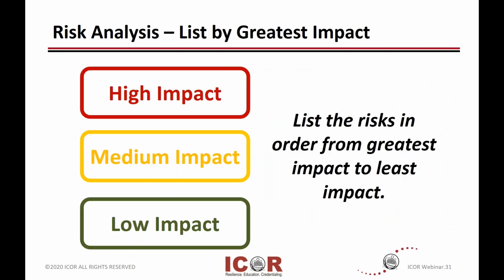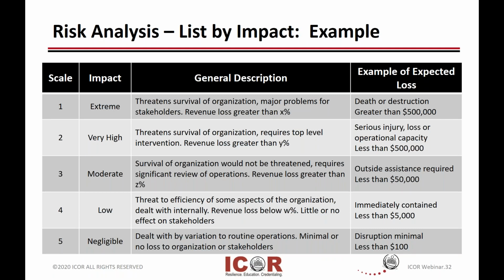One of the things that's recommended is that you just do a simple high, medium, and low, and we'll look at some ways that you can categorize those, listing them in order from greatest to least, for example. Here is a way that you can do it. Here they're using a 1 to 5 scale, with 1 being extreme and 5 being negligible, and then they put in a description. Number 1 is threatening the survival of the organization. You've got some major problems with your stakeholders, and your revenue loss is greater than a set amount. An example would be a death or destruction or greater than a $500,000 loss. So these are just categories that can help people understand the impacts.